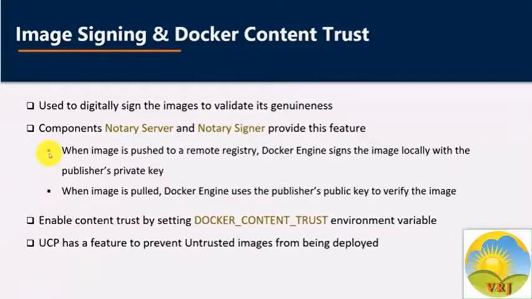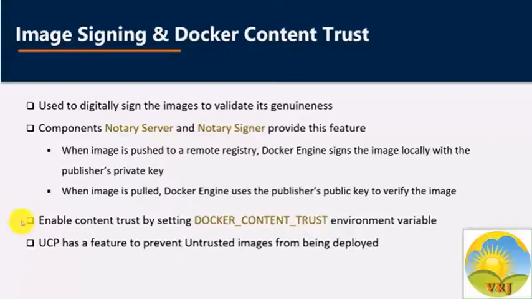When a publisher using Docker Content Trust pushes an image to a remote registry, Docker engine signs the image locally with the publisher's private key. When a user later pulls the image, Docker engine uses the publisher's public key to verify that the image is exactly what the publisher created and has not been tampered with and is up to date. The user's private key is available in the user's client bundle, which can be downloaded from the UCP.